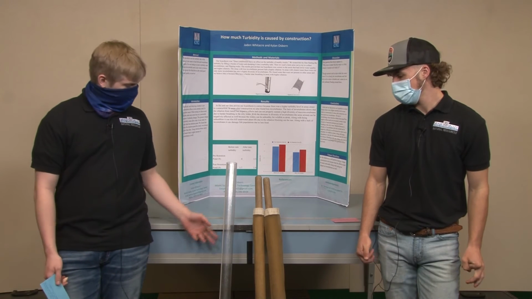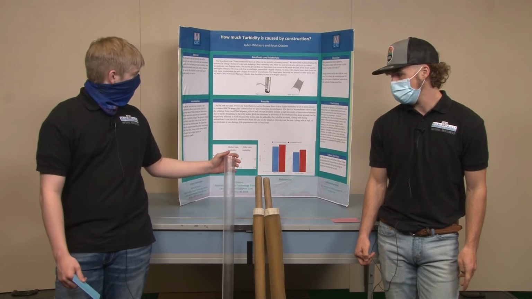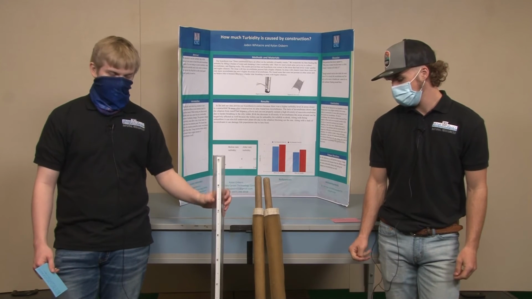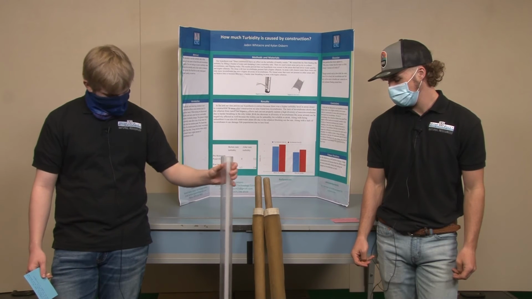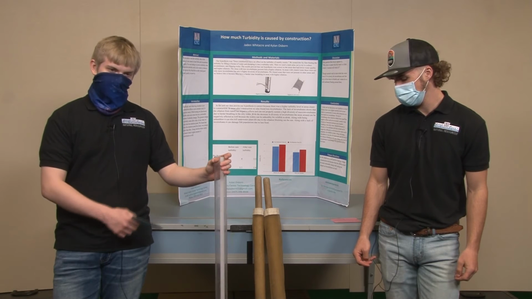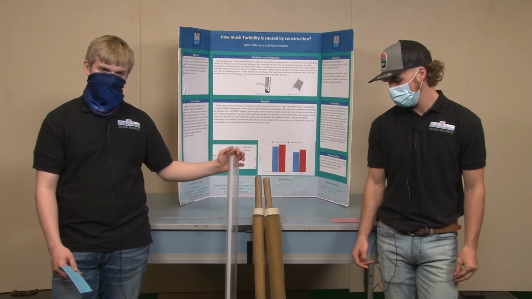Our testing tools were a turbidity tube and a kick net. The way you use a turbidity tube is by filling it up with water, and then you drain water until you can see the bottom of it, which has a black and white disc.